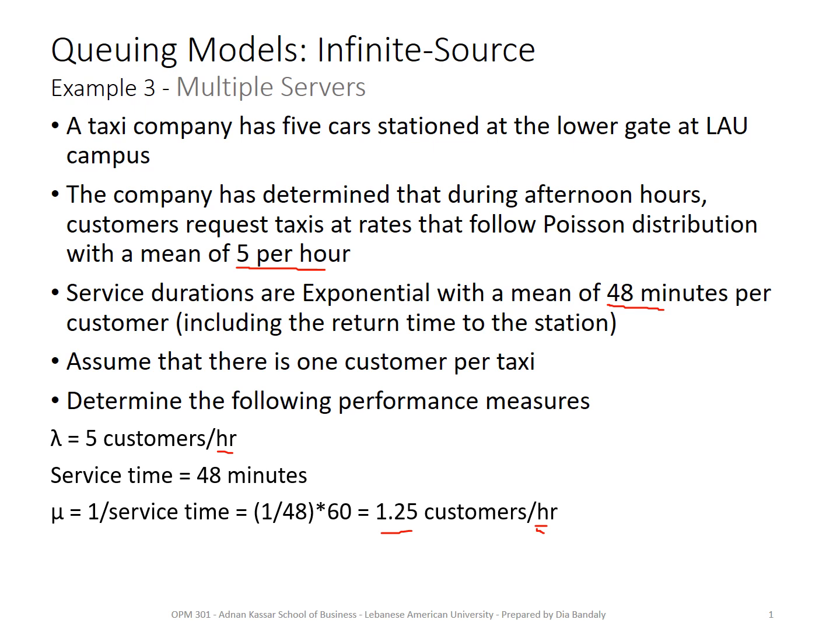Okay, finally, I will determine my famous ratio, lambda over mu, because we're going to use it very often. So we get it 4. All right, so now we are ready to answer any question in the next slides.